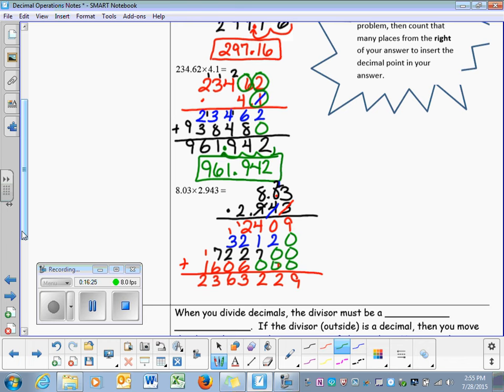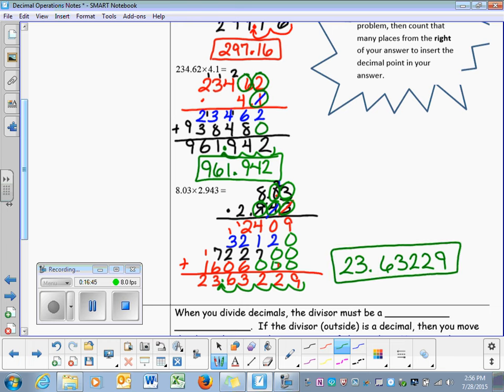Now I have 1, 2, 3, 4, 5 places after the decimal. So 23.6329 is our final answer.